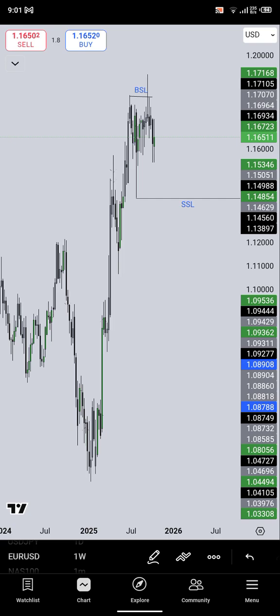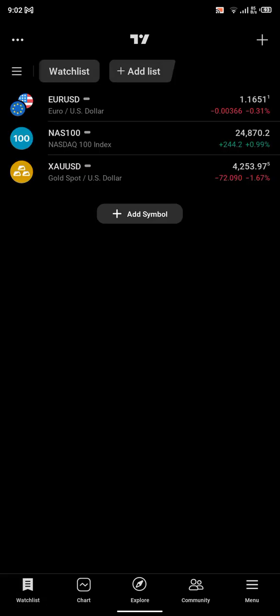So for this week, I'm not going to be looking at a lot of pairs, just basically three pairs, but most especially two. Like you see on my watch list, I have Euro USD, NAS 100 as Nasdaq 100 index, and then gold. But my main focus is on Euro USD and Nasdaq.